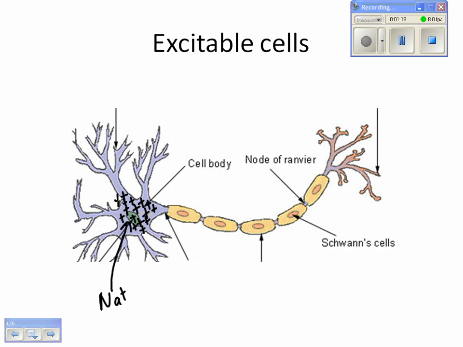So once the cell body gets up to a certain point of positive ions, then this little gate type thing opens, and all the sodium ions rush this way really fast because the electrical gradient's so high. That rushing of the sodium ions is called the action potential, and it moves down the axon.